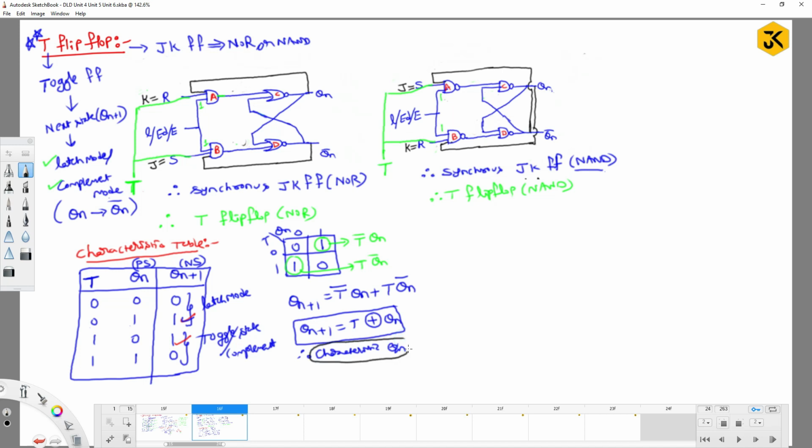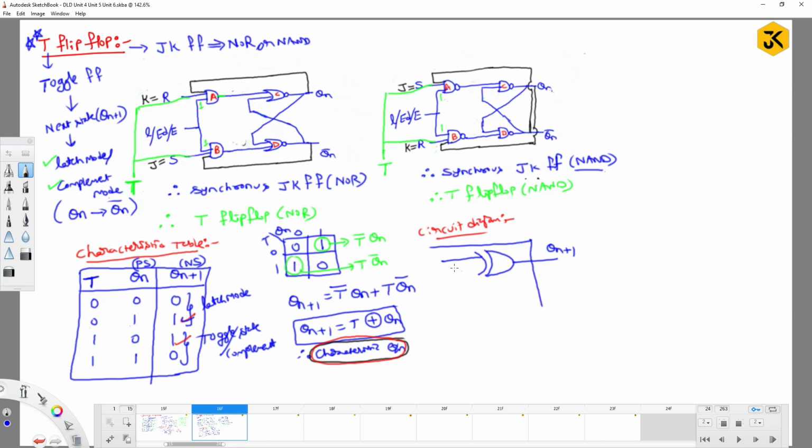Right? Once you get the characteristic equation, can we draw the circuit diagram? Yes. So this is the characteristic equation, and let me draw its respective circuit diagram. In the circuit diagram, we are simply making use of an XOR gate. So if I would like to produce T XOR with Qn, I am going to use one simple XOR gate. It is obviously going to produce Qn plus 1 as the output.